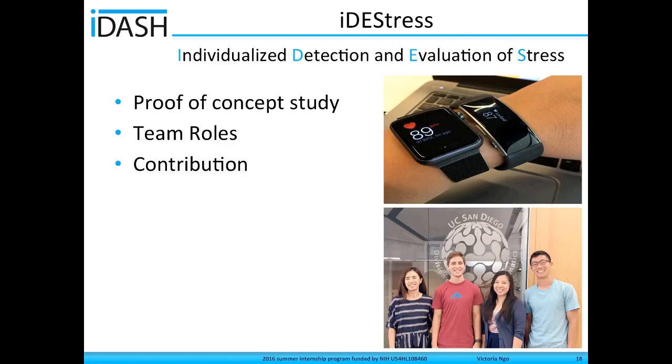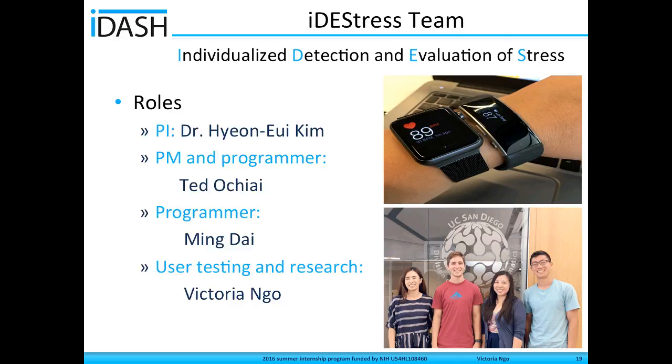The next project is iDASH, and aside from Dr. Kim being a great researcher, she's so good at coming up with acronyms for the names of our research projects. So just to introduce our team, she was our PI as well, and we had a project manager and programmer, Ted, because Ted made sure I said that he was a programmer as well. And Ming was also a programmer, and I helped with user testing and research. And together we're 4 points. I would say we're an A team. 4.0.